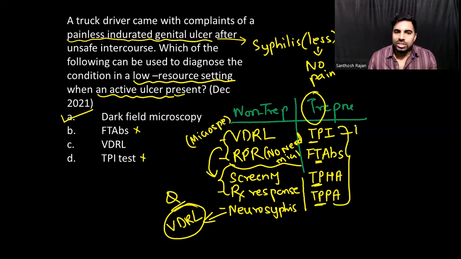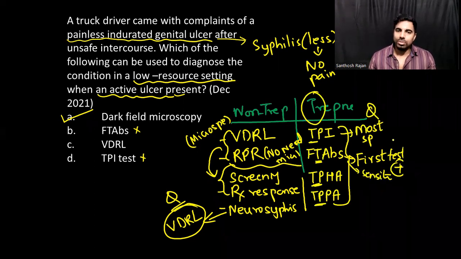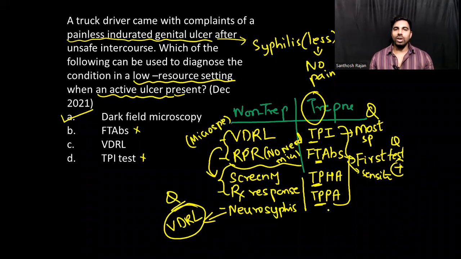Among these, this is the most specific. If they ask which is the most specific, you have to say TPI, the Treponema pallidum immobilization test. That would be a question. FTA-ABS is the most sensitive, and also the first test to become positive. First test to become positive and most sensitive test. Both can be asked. And TPHA, TPPA and the others are also specific.